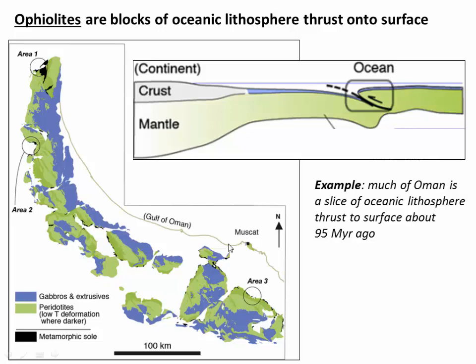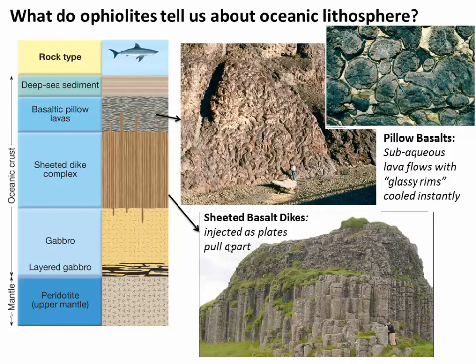So if we look at these peridotites in Oman or elsewhere, we can actually start to understand how oceanic lithosphere forms. And here's a simplified diagram of an ophiolite, okay? At the top of an ophiolite is pillow basalts. These are lava flows that are erupted underwater.